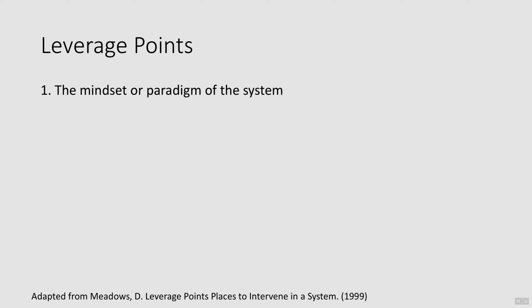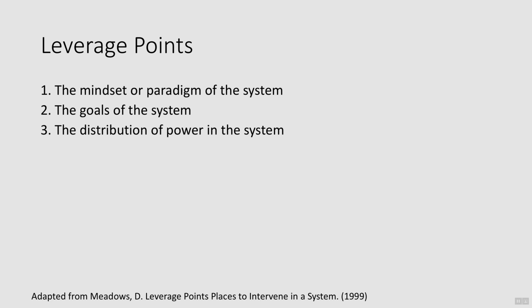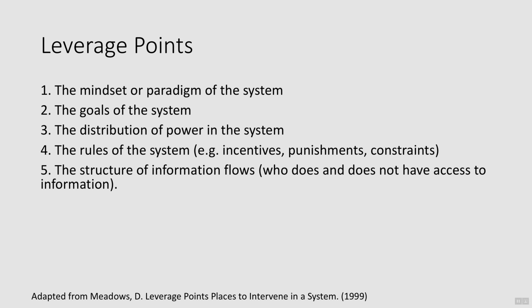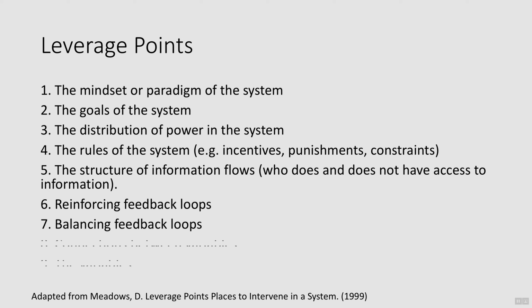Leverage points can also include interventions to change the goals of the system or the distribution of power in the system. Leverage points can also be the rules of the system and the structure of information flow. Feedback loops can be leverage points, and both the variables and the connections between the variables can also be leverage points.